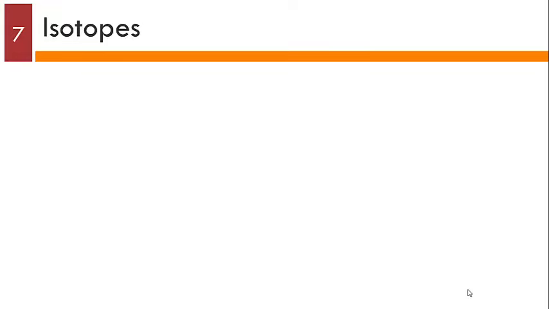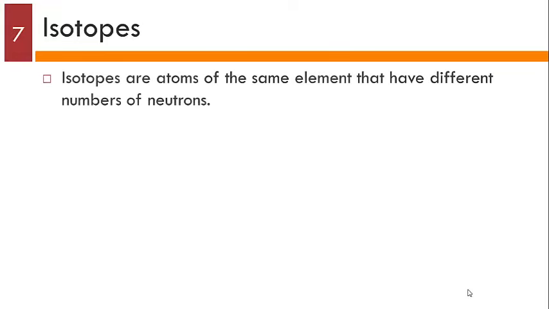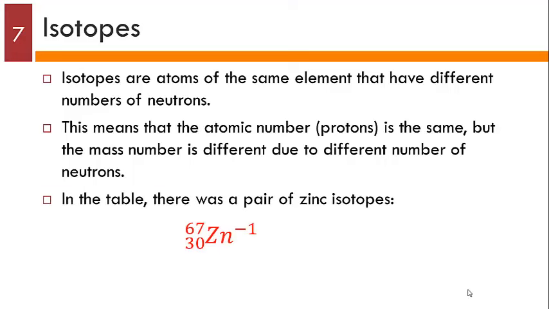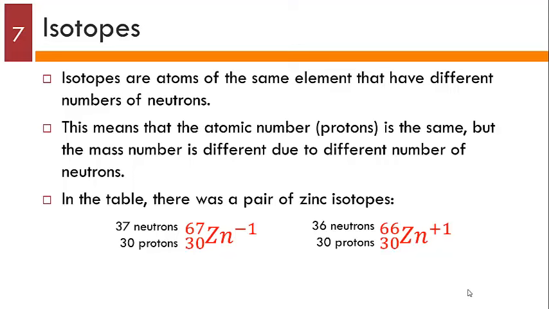Which pair of atoms in the chart represent a pair of isotopes? So isotopes are atoms of the same element that have different numbers of neutrons. In other words, the atomic number, the protons, is the same because it's the same element, but the mass number is different due to a different number of neutrons. So in the table, there was a pair of zinc isotopes. They both have 30 protons. The atomic number is the same because they're both zinc. One has 37 neutrons and the other has 36. One's also a cation and one's also an anion.